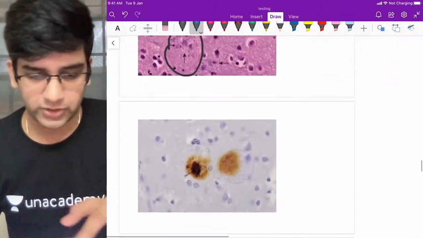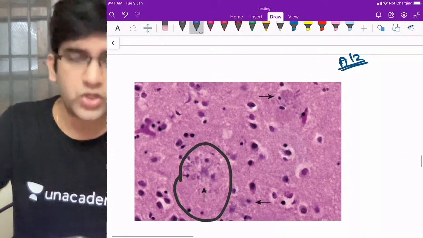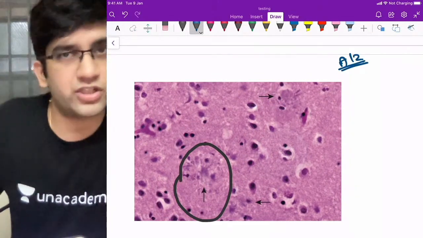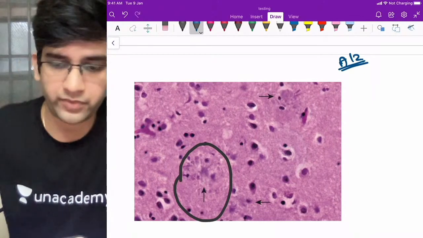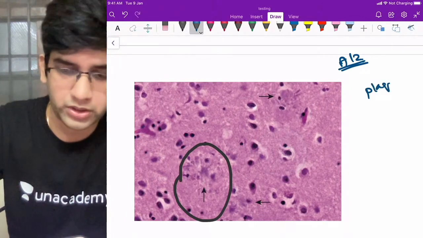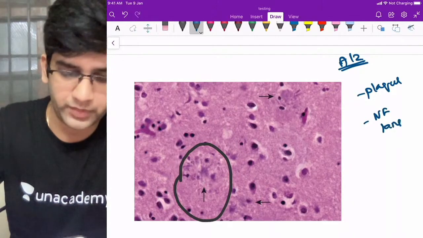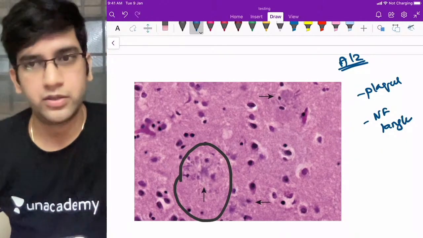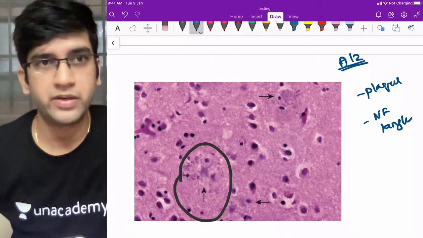Okay, I'll maybe comment on this and I'll leave it. In case of Alzheimer's disease, what do we see? We have two structures in Alzheimer's disease, right? One we call a neuritic plaque, fine. The other is neurofibrillary tangles. Tau protein is the one involved. We have something called a neuritic plaque and something called neurofibrillary tangles.